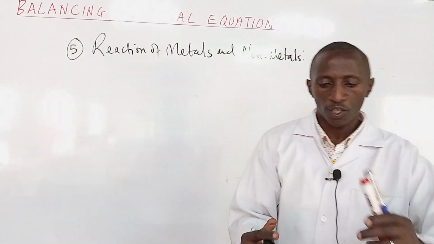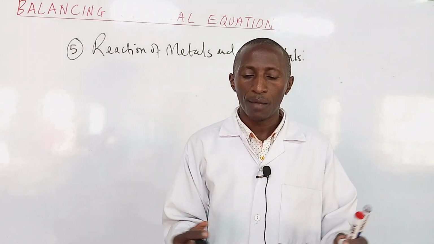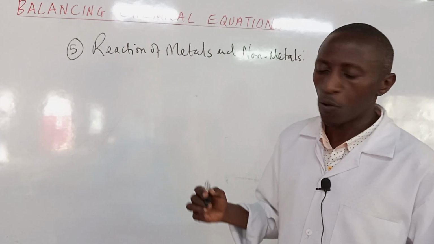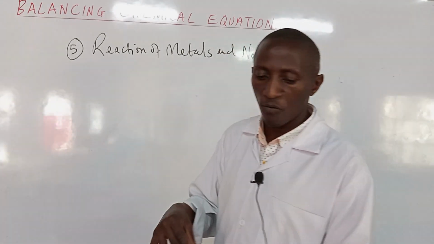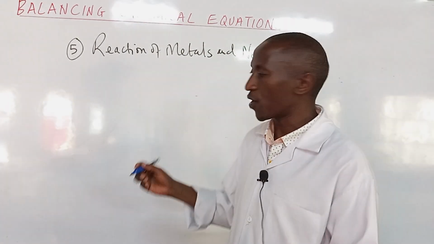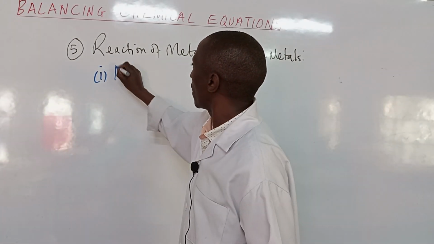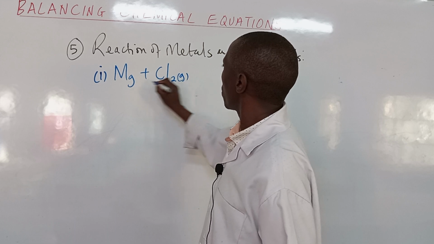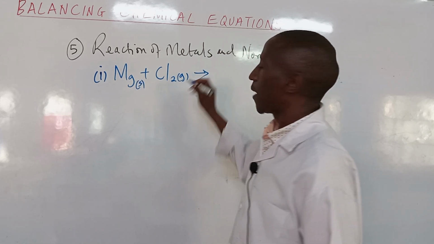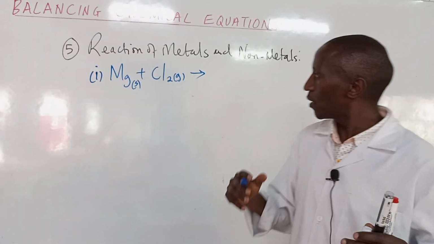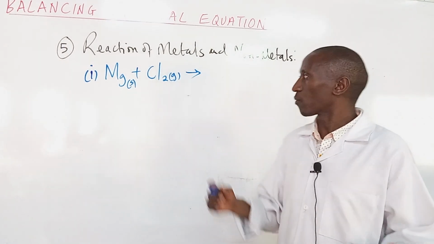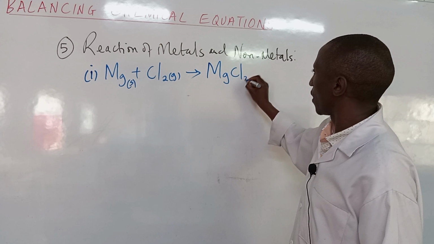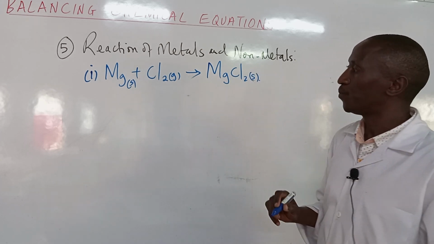Not all non-metals do react, but we shall focus our attention on the reactive ones. Take, for example, a simple case of magnesium reacting with chlorine. Number 1, magnesium reacting with the chlorine gas. This is magnesium solid. This is a reaction which is quite exothermic. You find we form the product magnesium chloride, and that is in solid form.